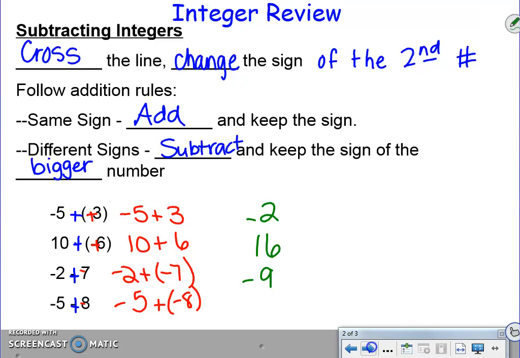And they have the same sign. So we're going to add, we're going to take 5 plus 8, which is 13. And both numbers are negative, so our answer should also be negative.